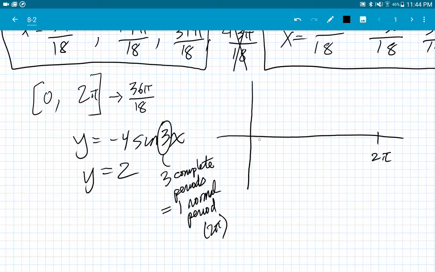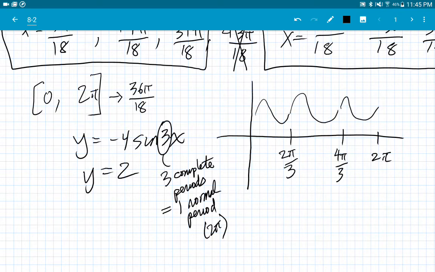But what we're going to do is actually draw it in. Now to know where our periods are actually stopping each time, I know I have 3 complete periods. So I take my 2 pi and then divide it by 3. So 2 pi divided by 3, that's a third of it. 2 pi over 3 again will be 4 pi over 3, and then 6 pi over 3 is the same thing as 2 pi. So I just split this up into thirds. And now I know that my sine graph will happen 1 time, 2 times, 3 times.